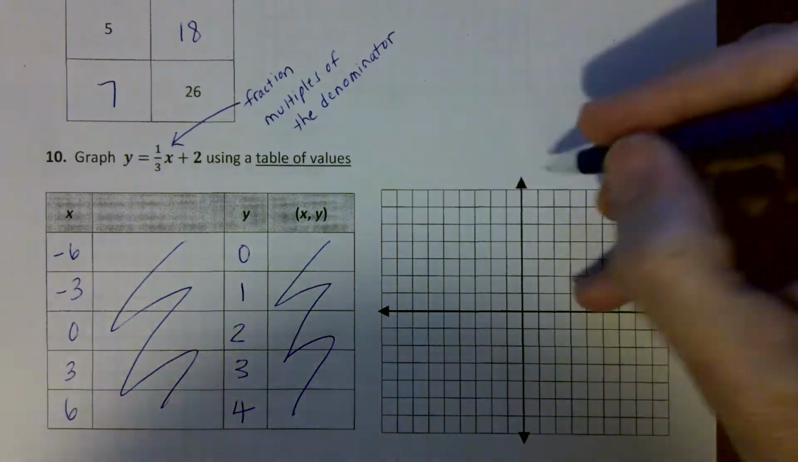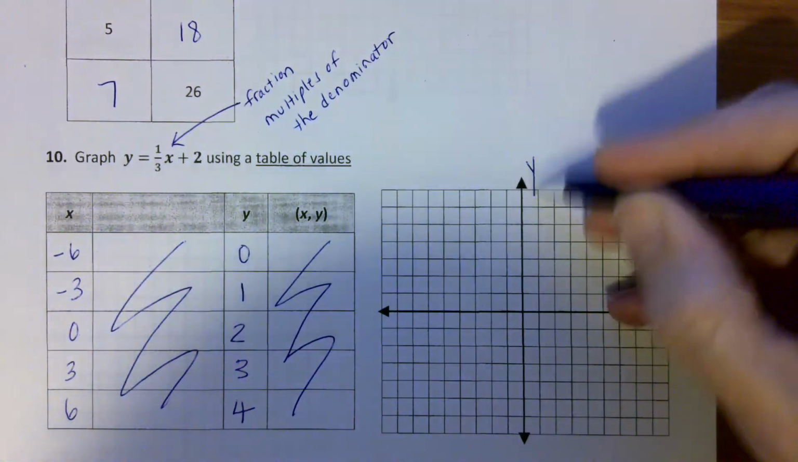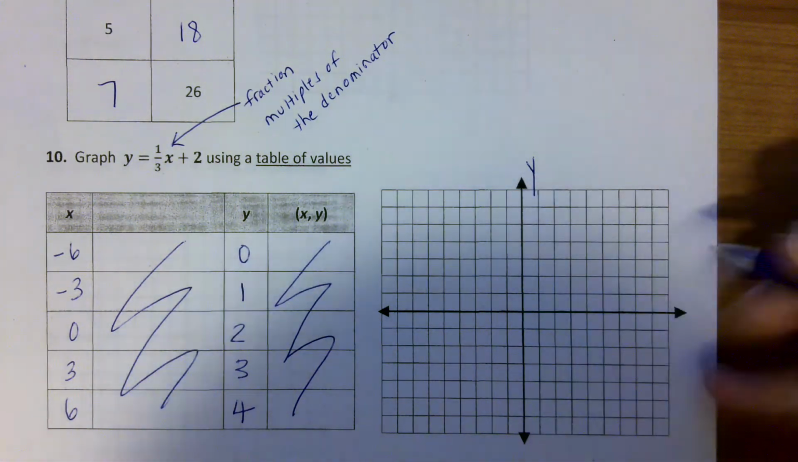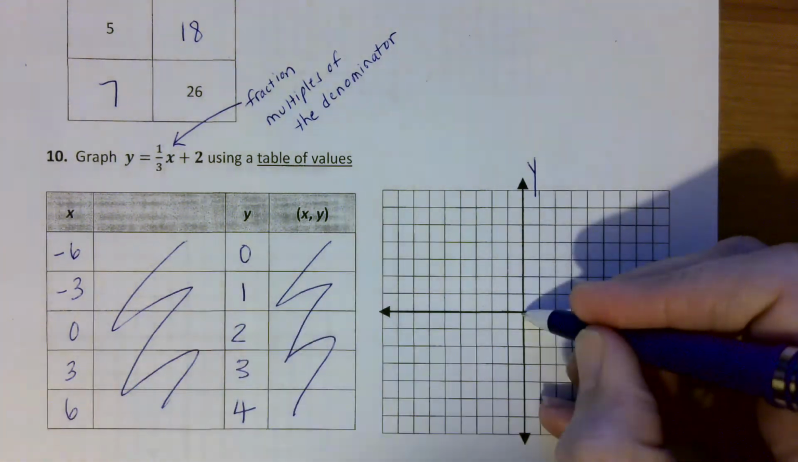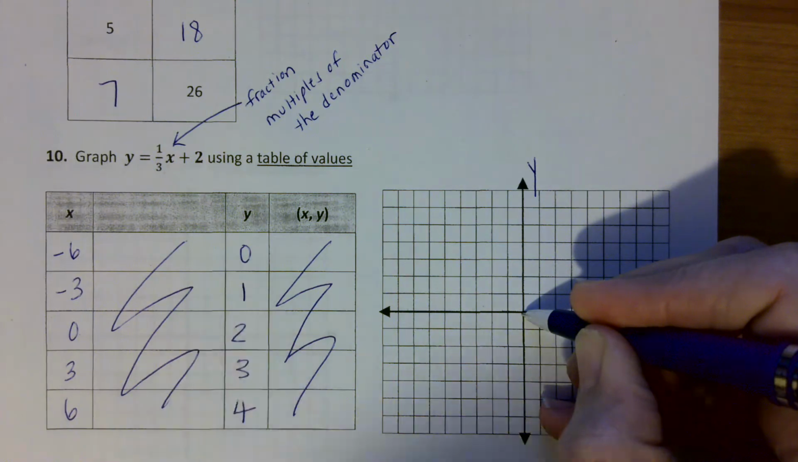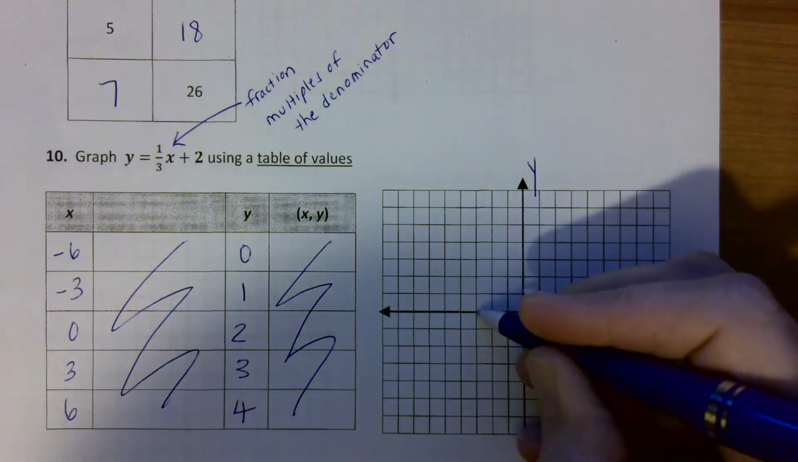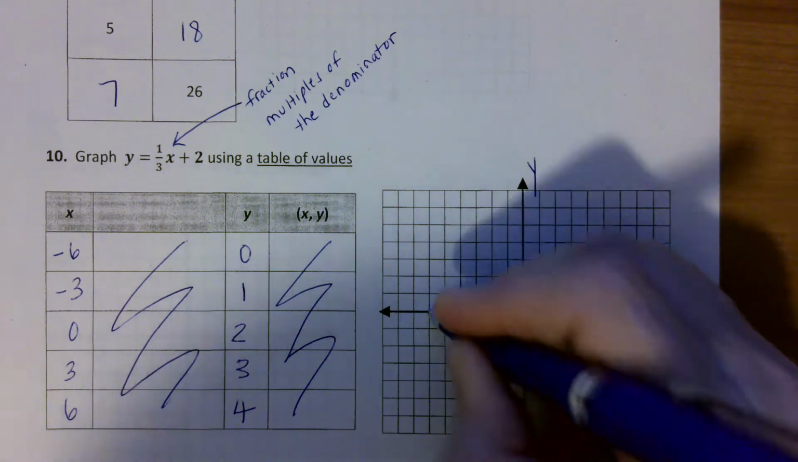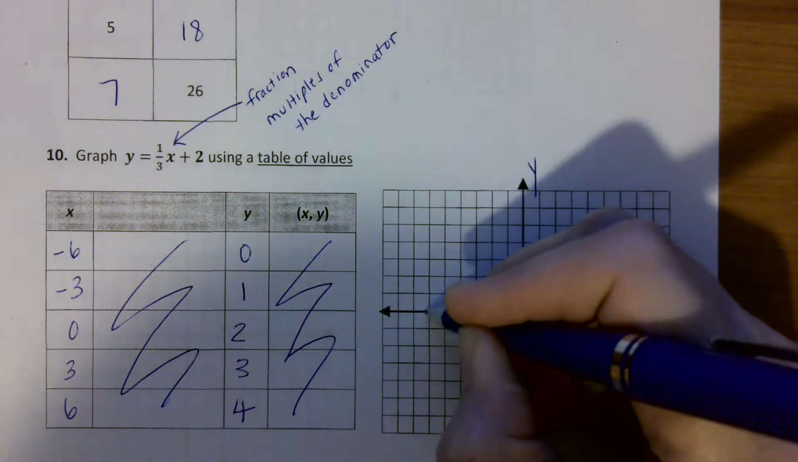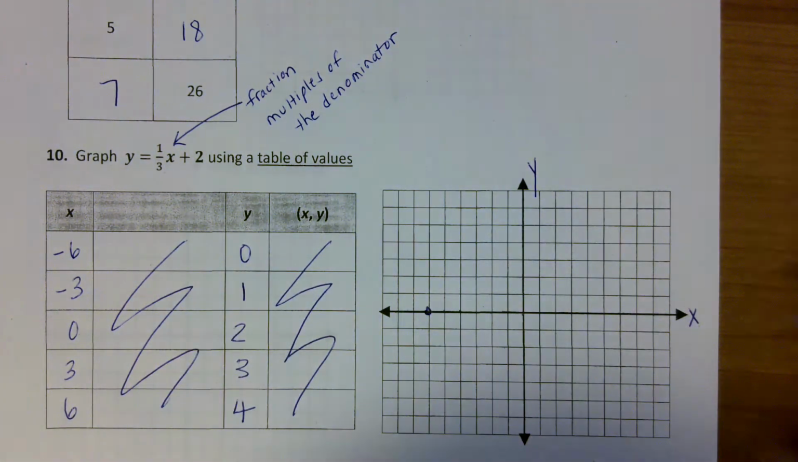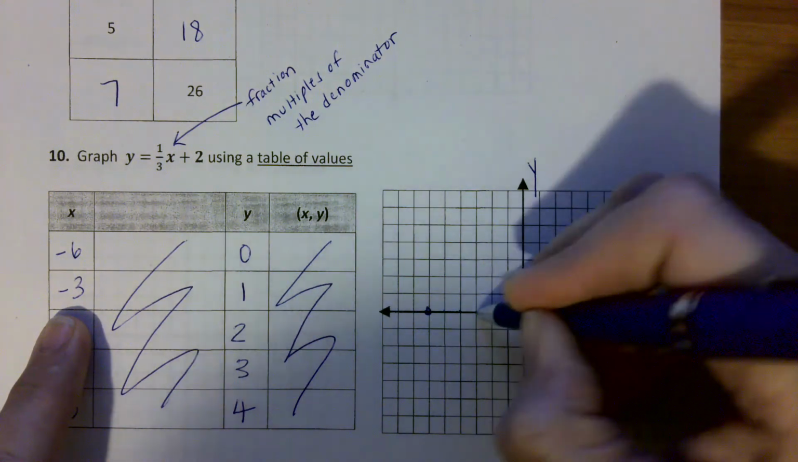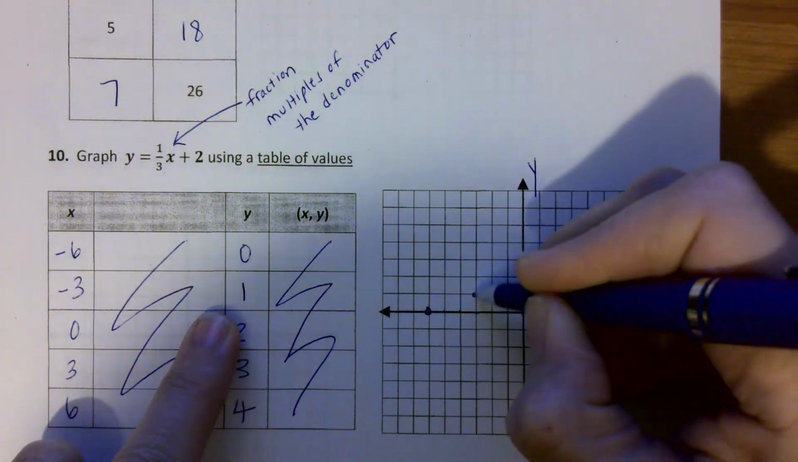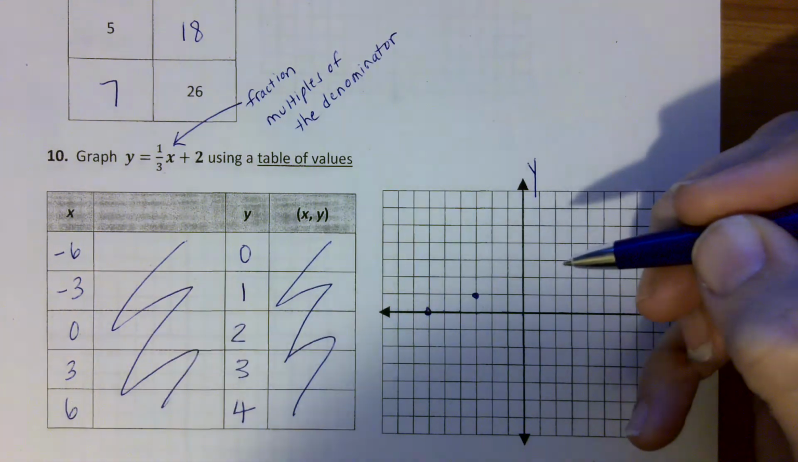So to graph, we make sure to label our axes. Y is with the long tail, the vertical line. X is this axis. I always start at the origin. So negative 6, 0, I go 6 to the left. 0 means I do not go up or down, so I'm going to have a dot there. Start at the origin again. Negative 3, I go 3 boxes to the left and 1 box up since that's a positive one.